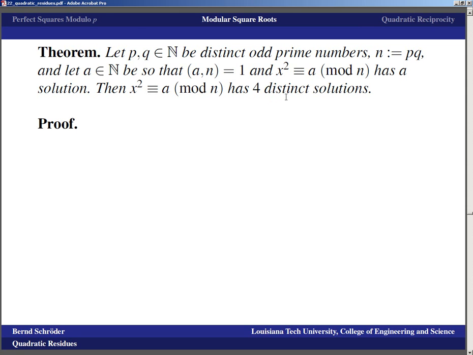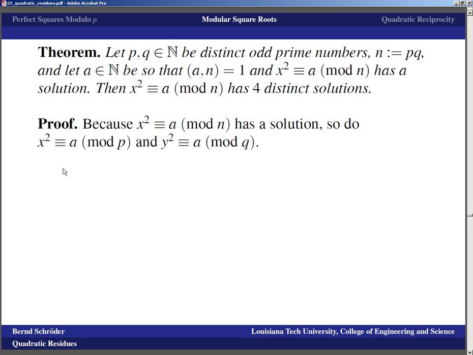Well, we already had a result that said it has either 0 or exactly 2 solutions, but remember that was modulo a prime number. So now we're looking at something that is a product of exactly 2 distinct prime numbers, and it makes sense that it ought to go to 4 solutions by Chinese remainder theorem, which we're also going to use here. So, because x squared equivalent to a modulo n has a solution, so do the congruences x squared equivalent to a modulo p and y squared equivalent to a modulo q.